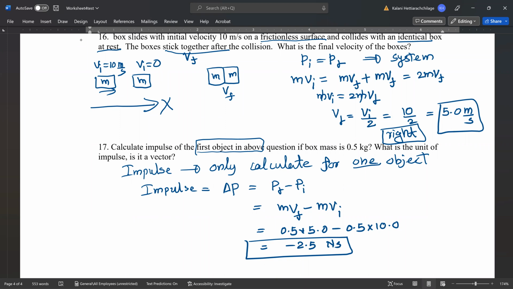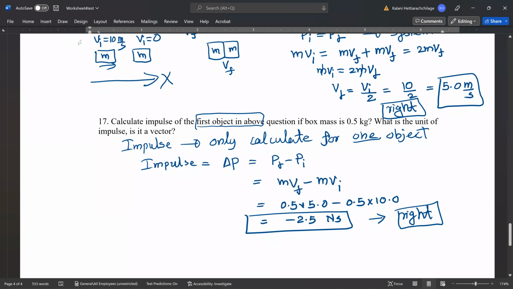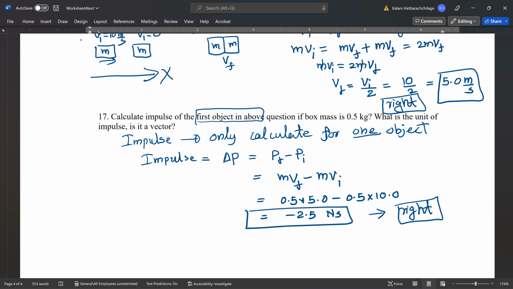So it is asking what is the unit. I already gave the unit: Newton second. Is it a vector? Yes, it's a vector, and the direction is right. I mean, since it is negative, you can say left direction, but if you write it as a negative number, you need to say it's right. These are the two ways that you can write the answer. You can write 2.5 Newton second, then you need to write left. That's the idea. Okay, it's a vector.